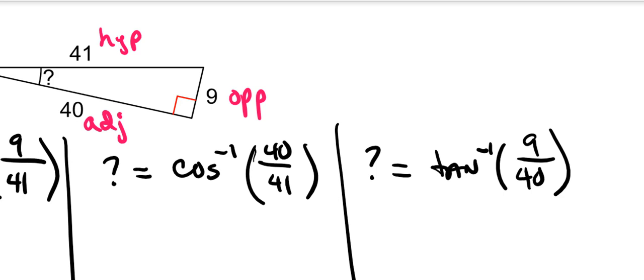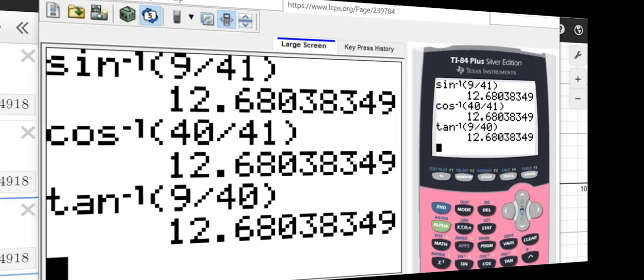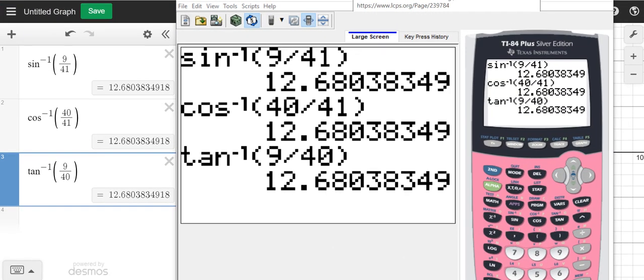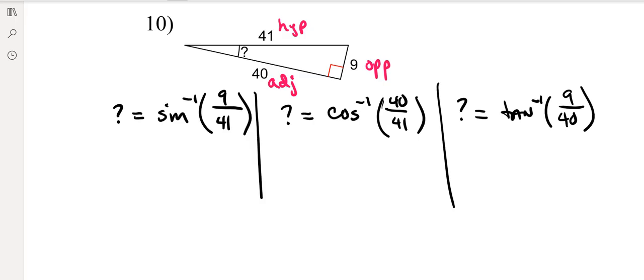So I want you to take a moment, hit pause, and whether you're using your graphing calculator or Desmos, go ahead and see the values that you came up with. You can see no matter which way we slice this or dice this, we get the same values. So again, make sure you're in degree mode in both situations, whether you're using Desmos or your graphing calculator. And I think this had to go to the nearest degree.